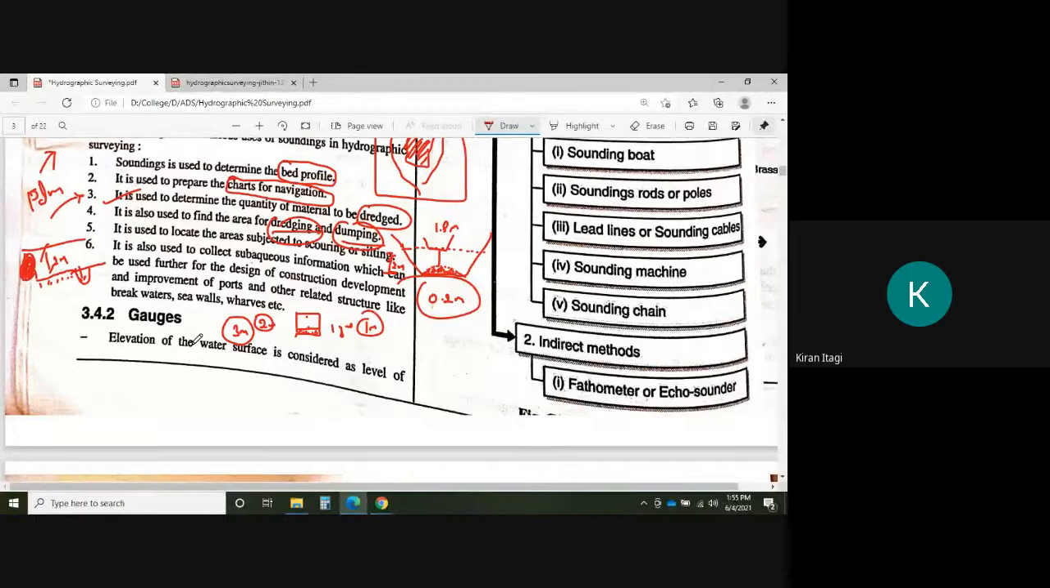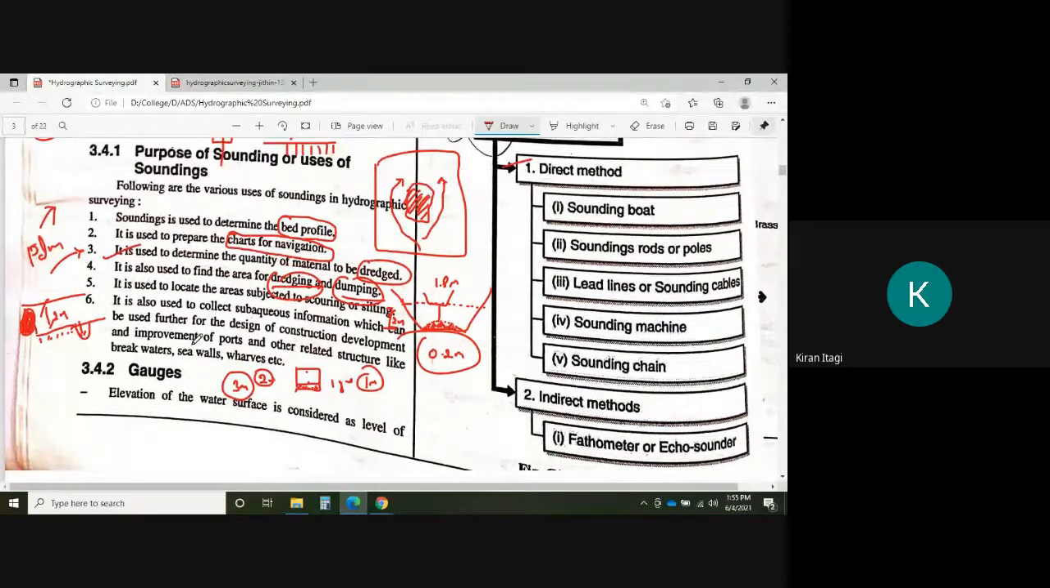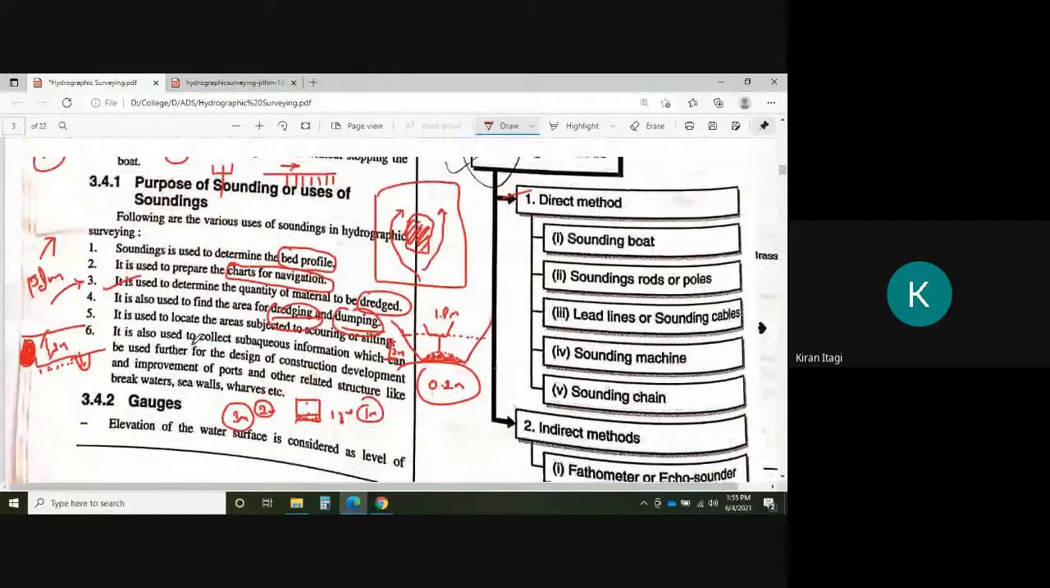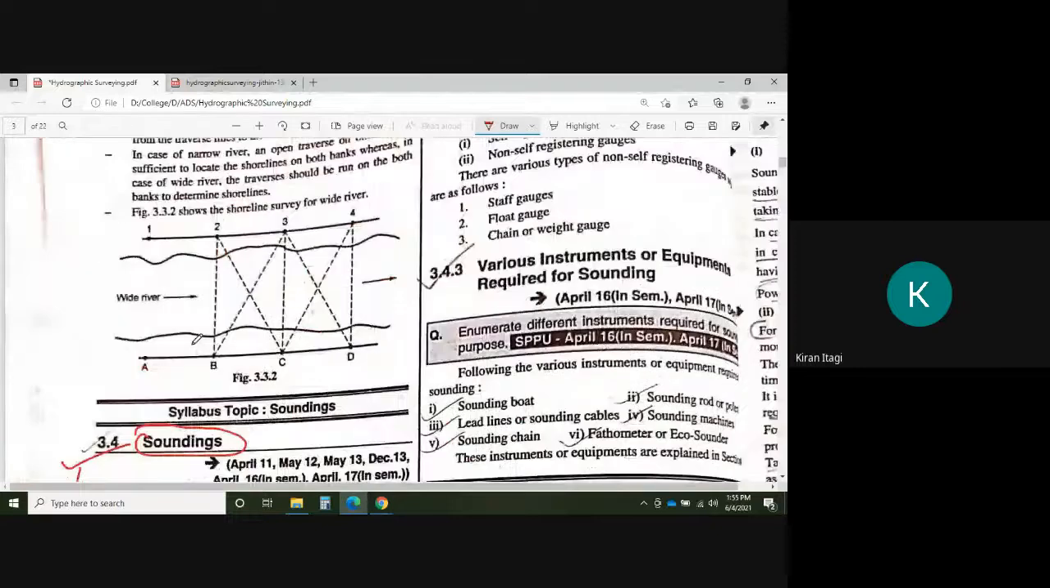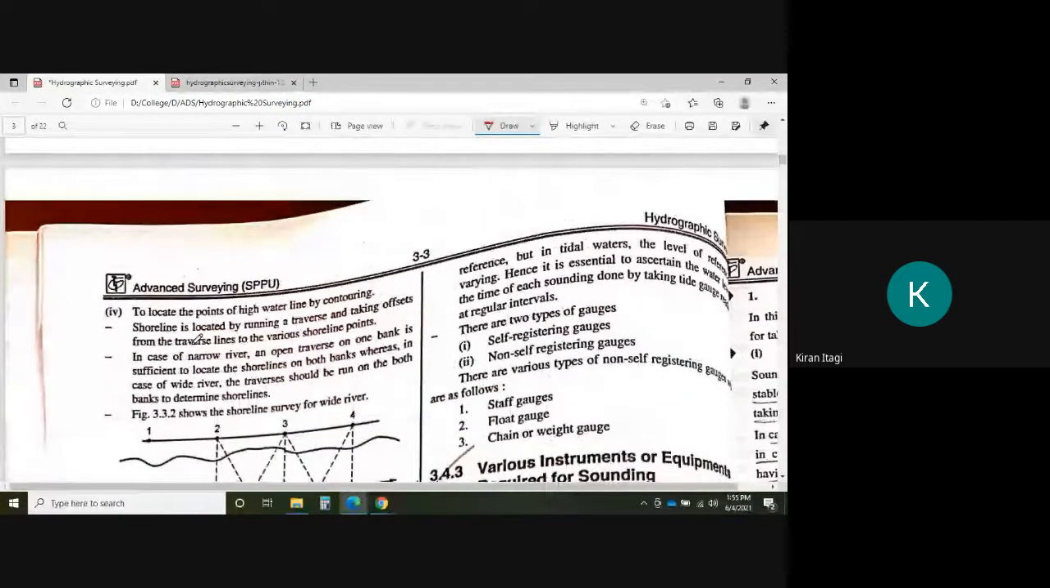Next we have gauges. Elevation of a water surface is considered as the level of reference. But in tidal waters, the level of the reference varies due to tides, especially during new moon and full moon days, when the tides will be very high. Hence, it is essential to ascertain the water levels. The time of each sounding should be noted, taking the tidal gauge.